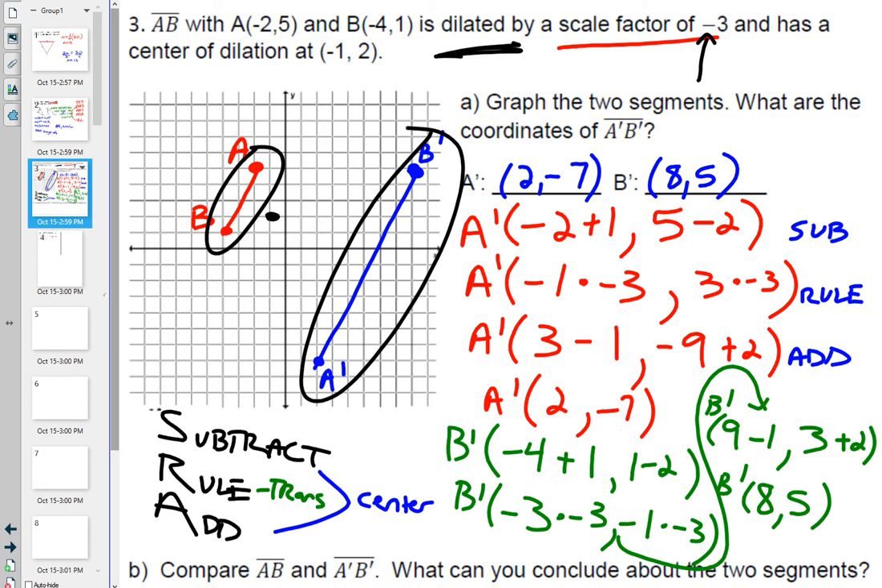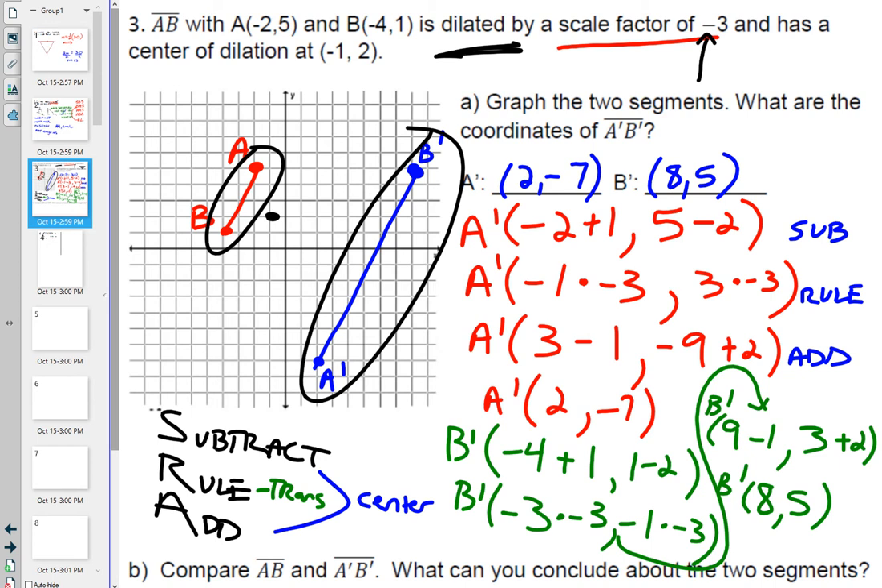Who said it? Somebody? A flip. It causes a flip. Look at AB. What was on top? A. What was on the bottom? B. Look at A prime B prime. What's on top? B prime, and A prime is on the bottom. So if you compare them, A prime B prime is 3 times bigger, and a vertical flip also occurred.